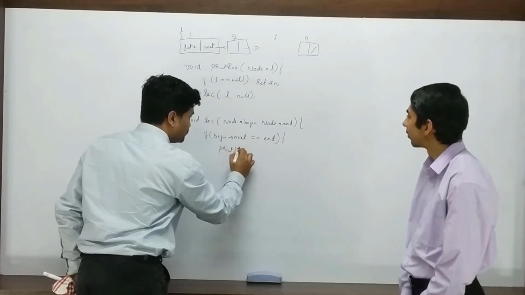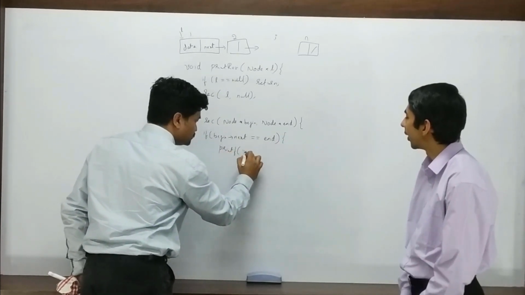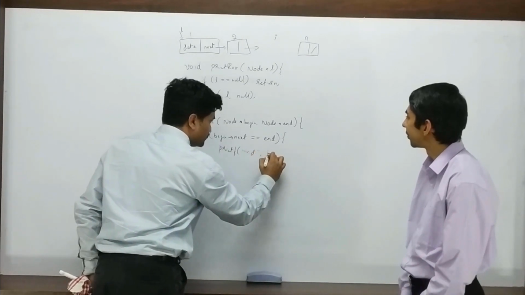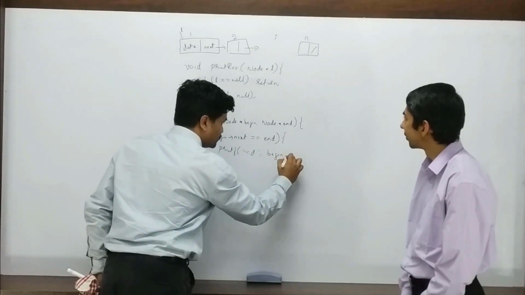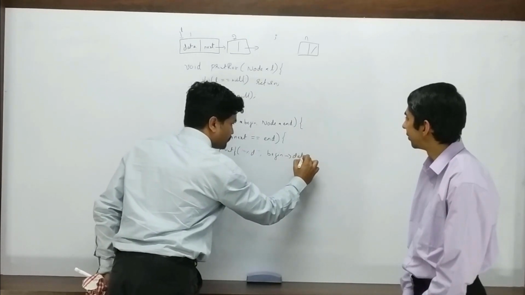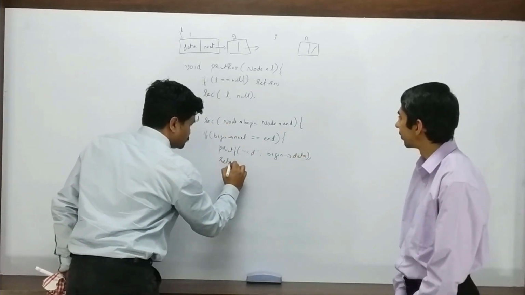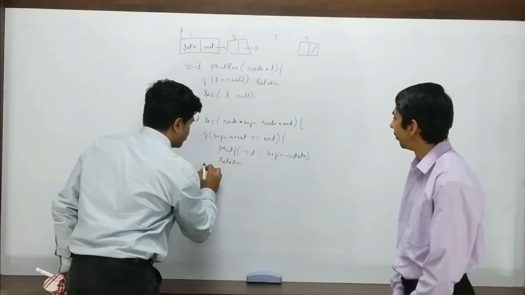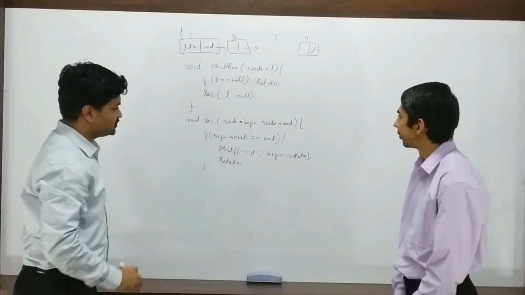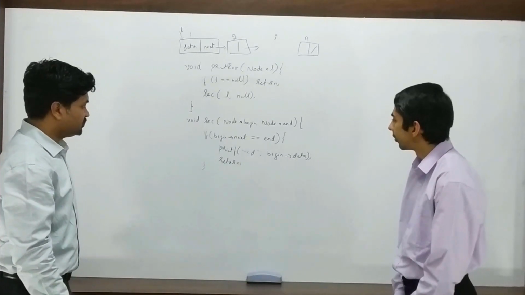Here, printf the begin node essentially. So percentage d and begin data. And that's all we need to do here. So I'm going to return. Right, this is the basis or the terminal condition.